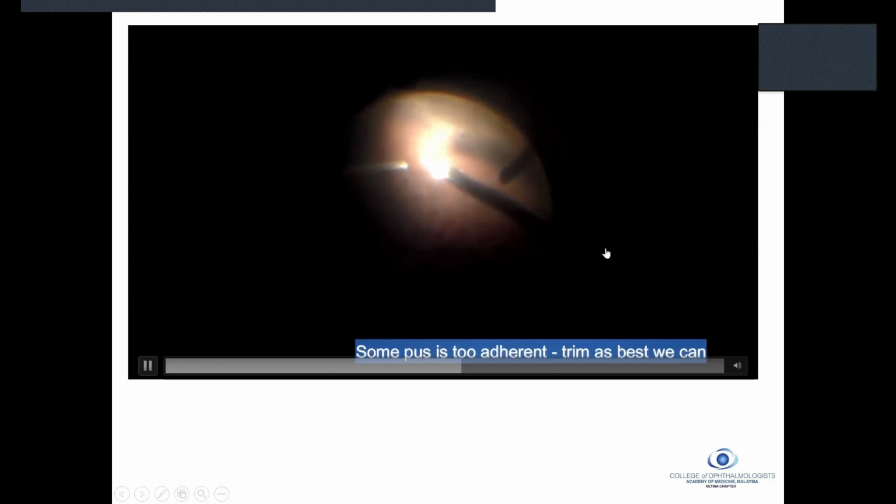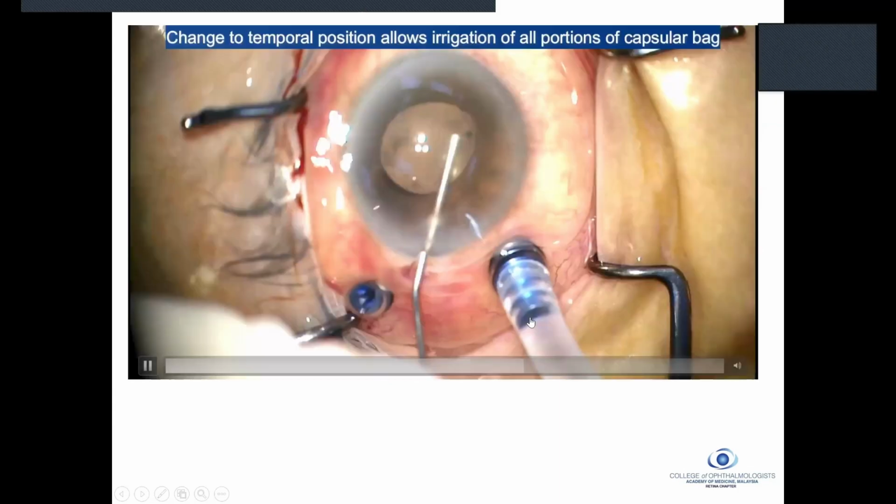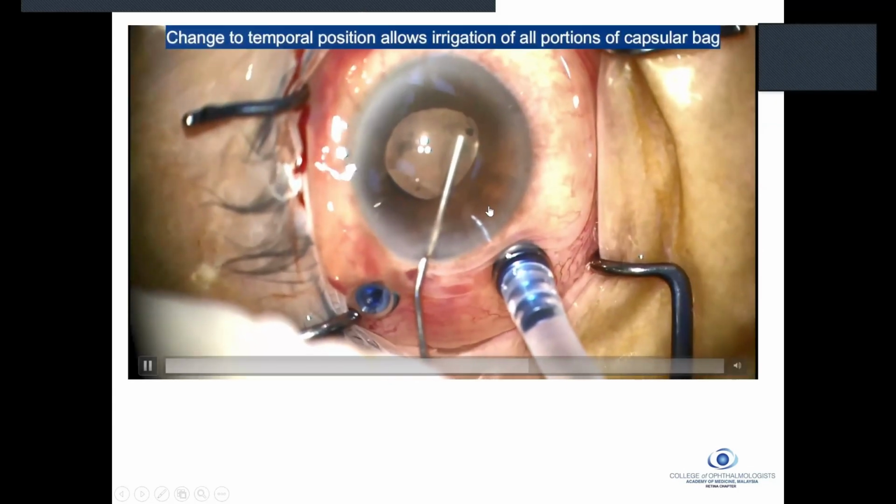You trim as best you can, because if you leave too much of this, the organism is inside, it's harboring. But we are careful not to induce a break, so you've got to be very, very cautious about that. This is just showing some indentation and careful trimming of the inferior pus, and need to indent and remove everything that is obvious. I moved to temporal.